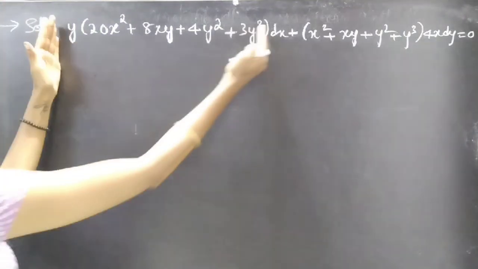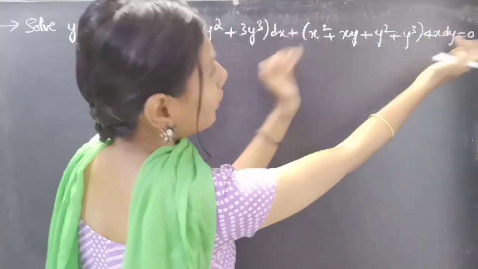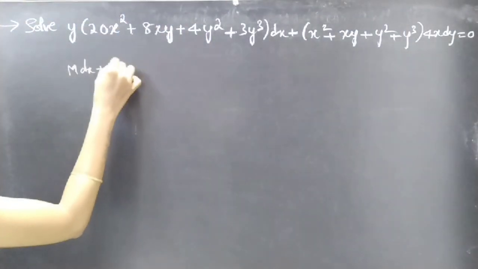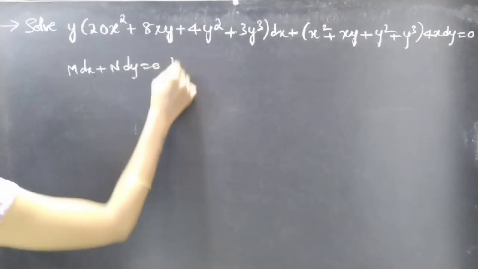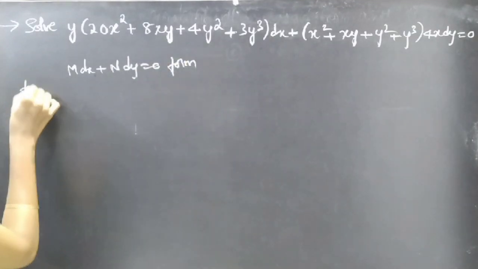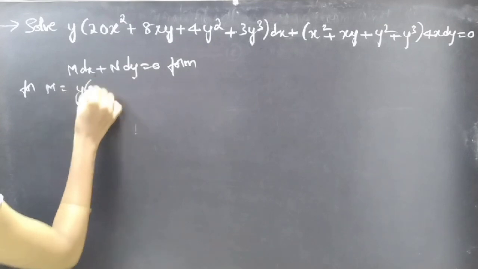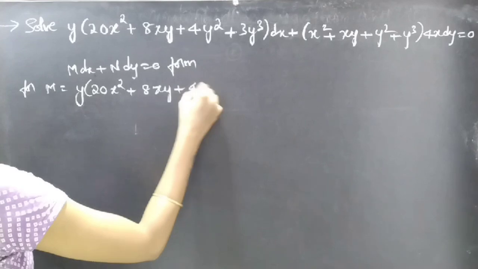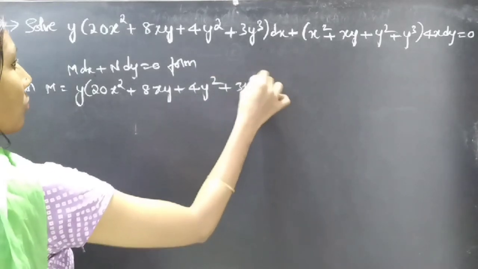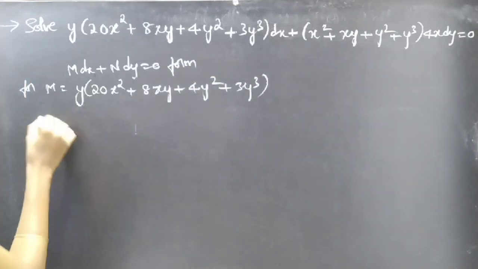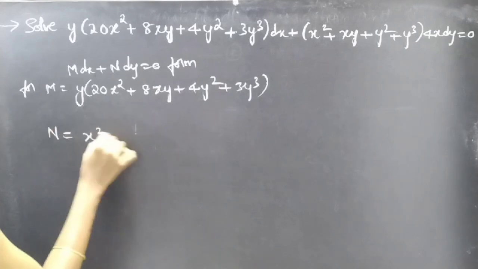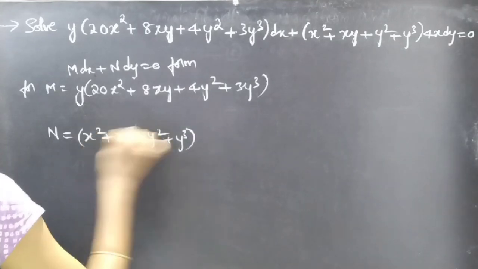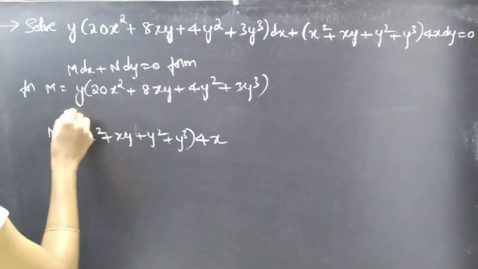So this is of M dx plus N dy equal to 0 form, right? Which is of M dx plus N dy equal to 0 form for M equal to y times (20x² + 8xy + 4y² + 3y³), and for N equal to (x² + xy + y² + y³) times 4x, right?